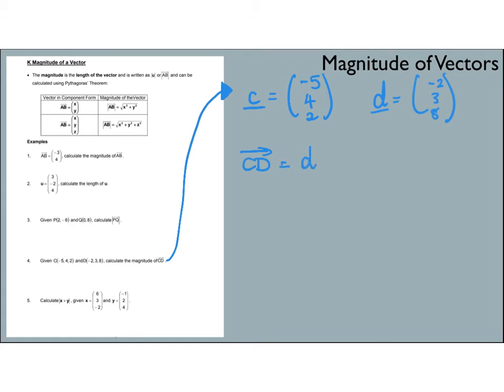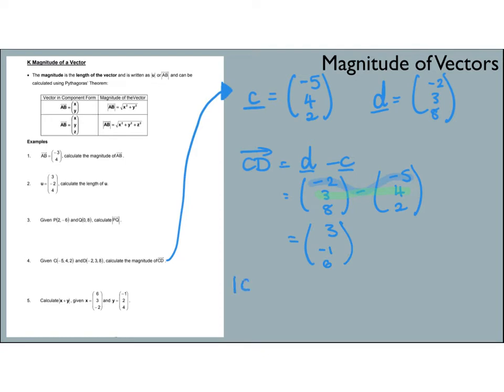I don't know what CD is yet, so I'm going to work that out first. Remember, take the second letter and subtract the first letter there, okay? So it goes minus 2, 3 and 8, take away minus 5, 4 and 2. Okay, so first what I'm going to do is minus 2, take away minus 5. So that's minus 2 plus 5, so that's going to make 3. Next one along, 3 take away 4 is minus 1. And the bit on the bottom, 8 take away 2 is 6 for that one there.